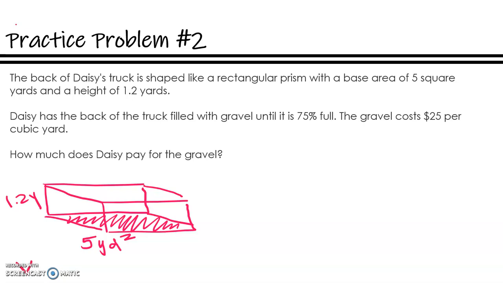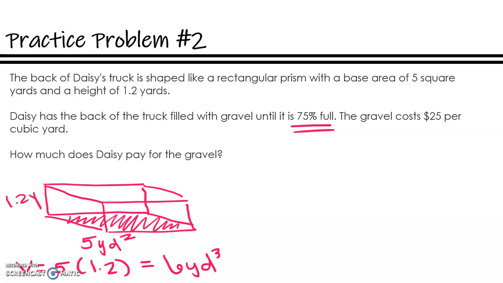So the volume, we'll do the base 5 times the height, and because of space, I'm going to do it off to the side. That is 6. 6 yards cubed is the amount of space in the truck. This says Daisy has the back of the truck filled with gravel until it's 75% full. The gravel costs $25 per cubic yard. How much does Daisy pay for the gravel?